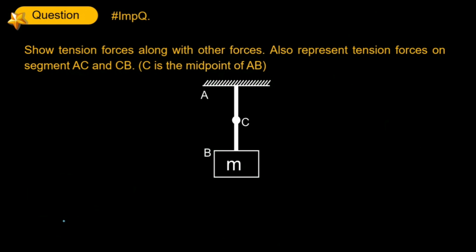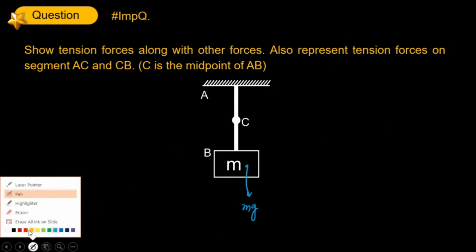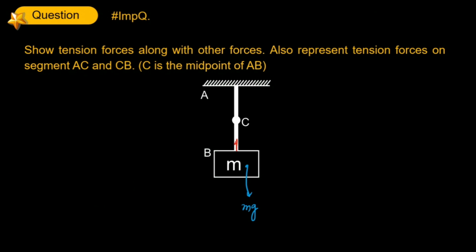Here we have to represent the tension at 3 points, A, C, and B. And we have to show the tension with other forces. So let us just show it. At this mass, there must be some force acting in the downward direction, which is supposed to be mg. Whereas at the point B, tension must be acting in the opposite direction, like that. If we consider the C point as that, the tension will be acting like that throughout the part. And the important part here is tension is going to be the same throughout the rope.